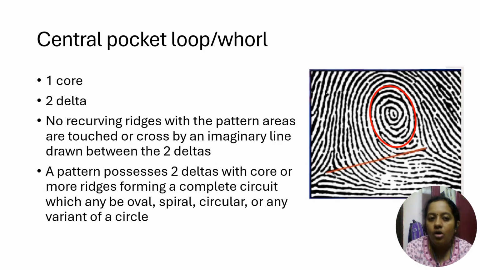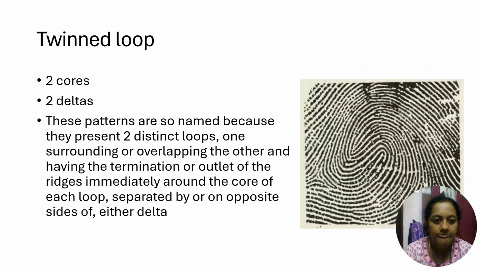Central pocket loop or whorl. You can see that there is one core and two deltas. There are no recurving ridges within the pattern area that are touched or crossed by an imaginary line. I have drawn an imaginary line that connects the two deltas. The pattern possesses two deltas with one or more ridges forming a complete circuit, which may be oval, spiral, circular, or any variant of a circle.